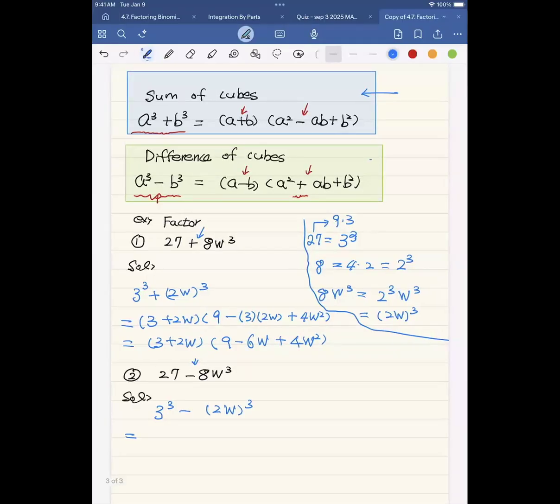So by applying the difference of cubes formula, we have 3 minus 2w times the first one squared, 9, minus plus, we have to switch the sign, first number times second number, plus the second number squared. So we are getting 3 minus 2w times 9 plus 6w plus 4w squared.